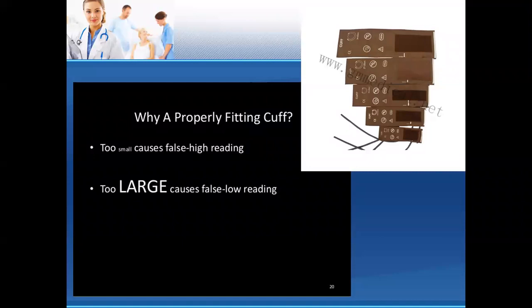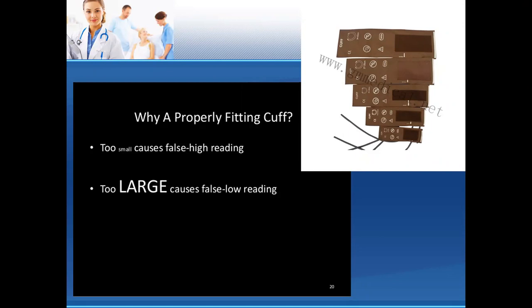The blood pressure cuff usually affects the patient's blood pressure measurement. If the blood pressure cuff is too large, you get a falsely low reading. Too large, false low reading. If the cuff is too small, you get a falsely high reading. So when the cuff is large, low blood pressure. When the cuff is small, high blood pressure.